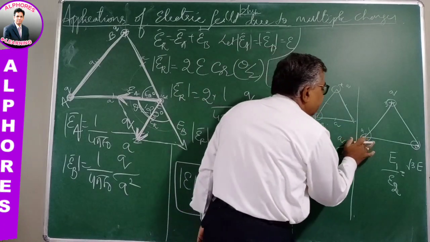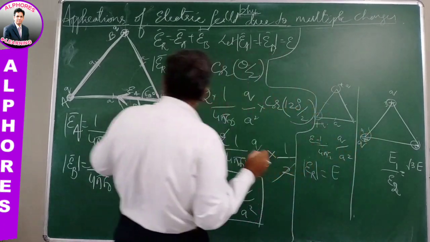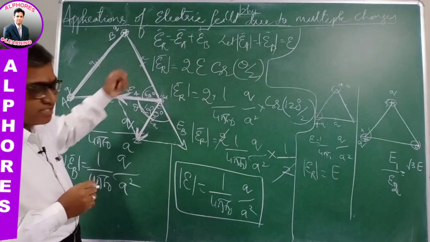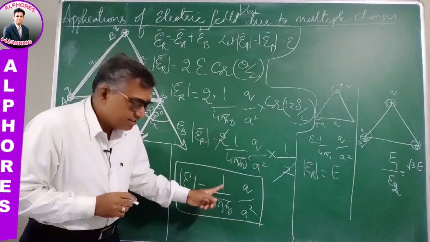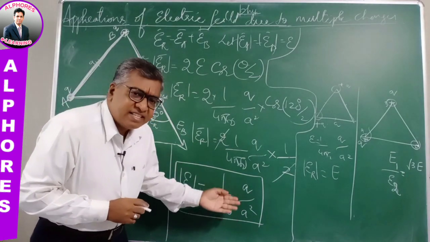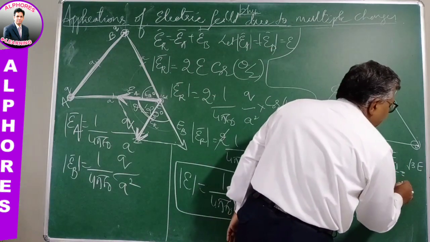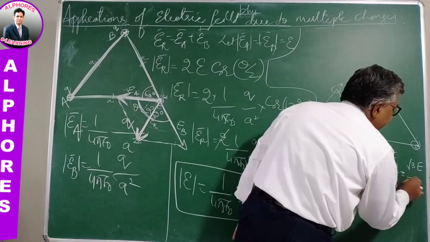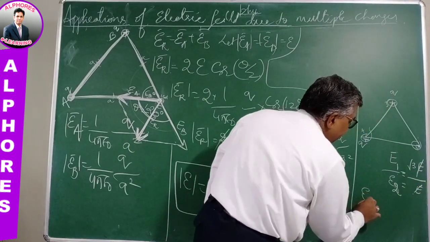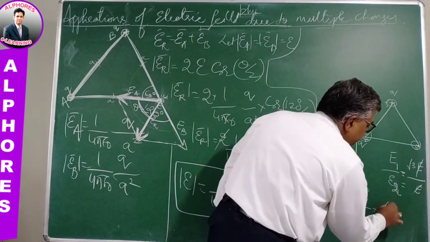Now, if one of the charges is unlike, minus q and plus q, then the resultant electric field, 1 by 4 pi epsilon q by a square, is the same as the field due to either of the charges. So this is equal to E. Now what is the ratio? The ratio E1 by E2 is root 3 is to 1.